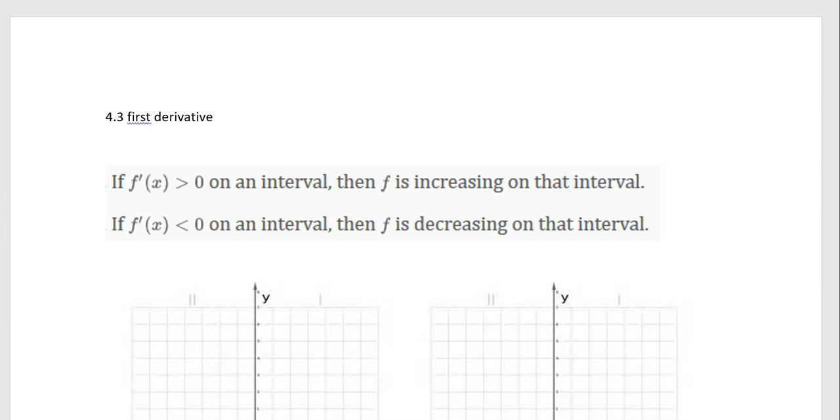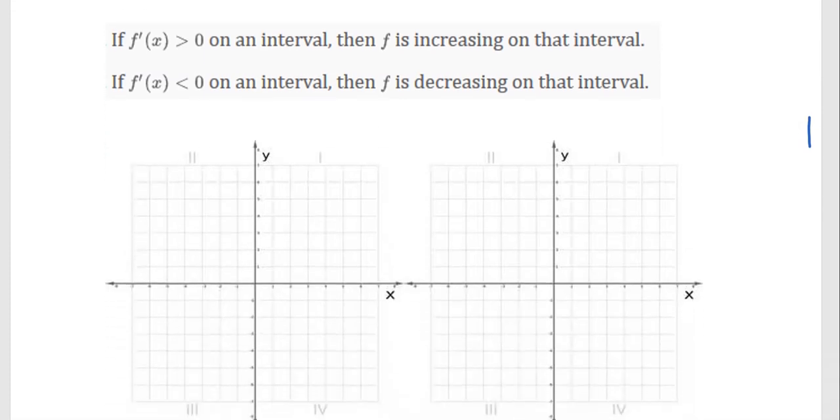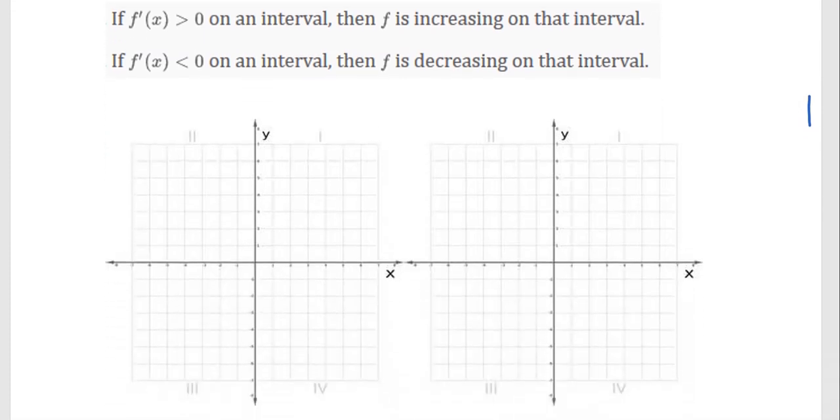Okay, so today's lesson, we're going to start in on section 4.3, and we're going to talk about how the first derivative affects the graph. So if the derivative of a function is greater than 0 on some interval, then it's increasing on that interval. Okay? And if the derivative is less than 0, it's decreasing.